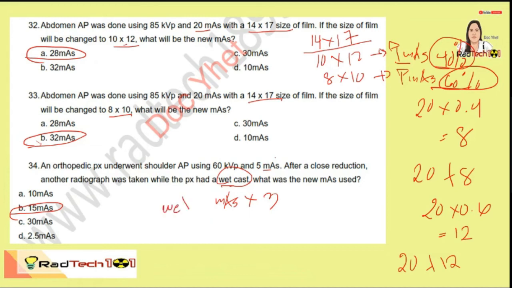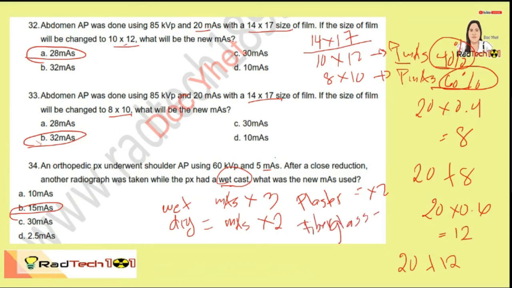Sa dry cast naman, MAS is times 2. For plaster cast, times 2 rin sa MAS. So double the MAS or you can add KVP by 15%. If the cast naman is fiberglass, medyo mayaman yung patient natin, naka-fiberglass ang cast, so no change in MAS.